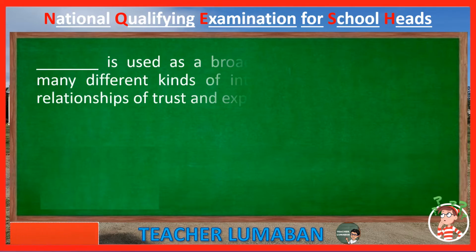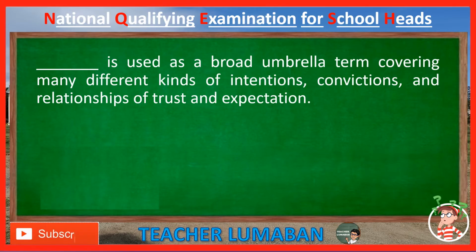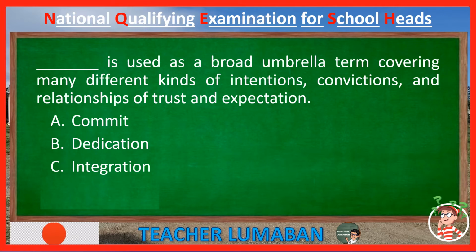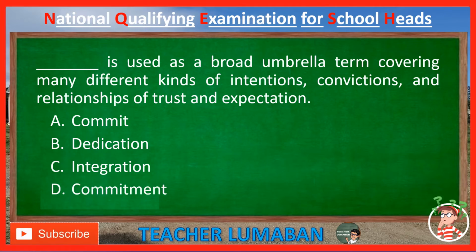Blank is used as a broad umbrella term covering many different kinds of intentions, convictions, and relationships of trust and expectation. Letter A, commit. Letter B, dedication. Letter C, integration. Letter D, commitment. Choose the suitable answer based on the given choices in 5 seconds.